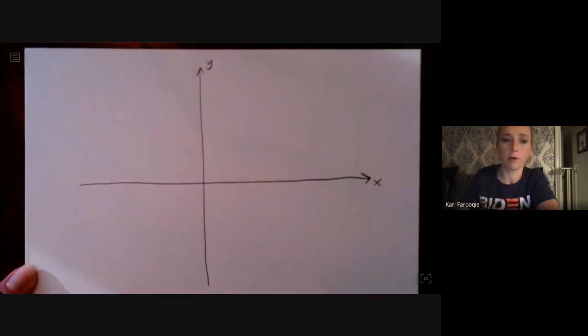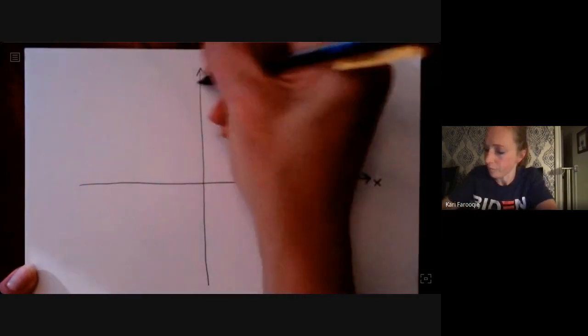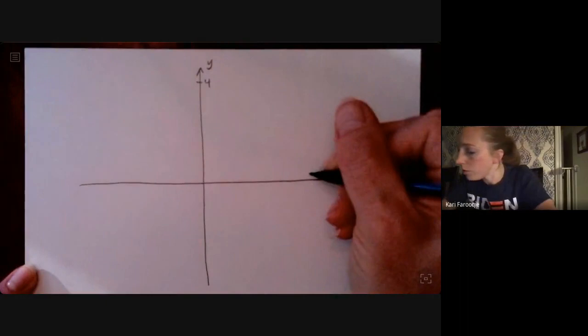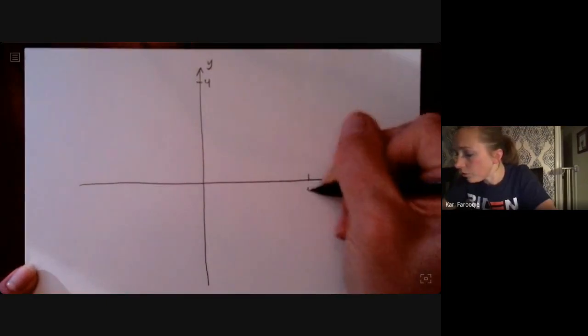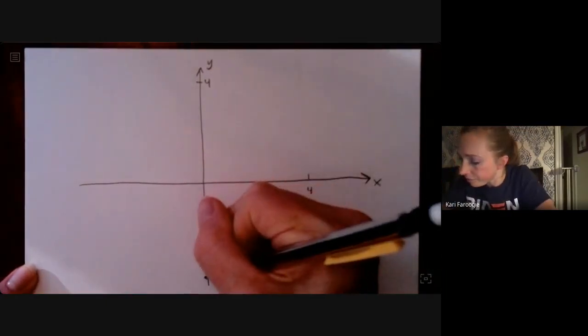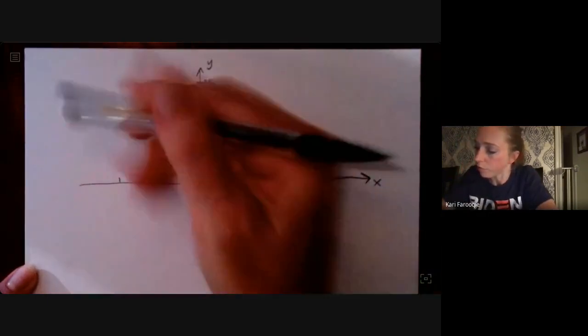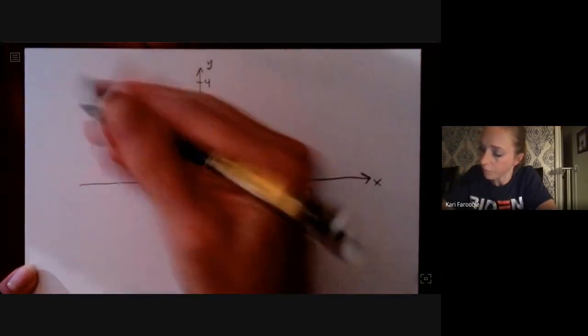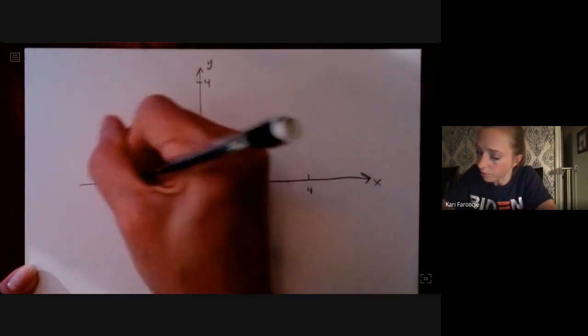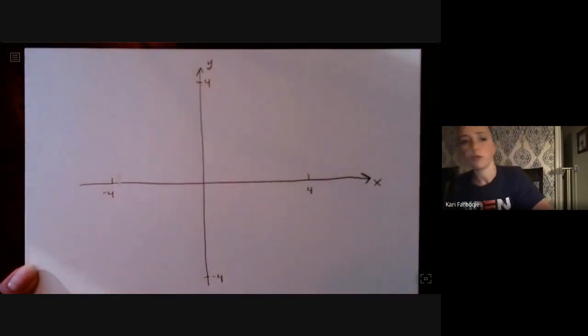X, Y. This will be 4. This will be approximately 4. -4. That's too close. I don't know. -4. Do the best you can.